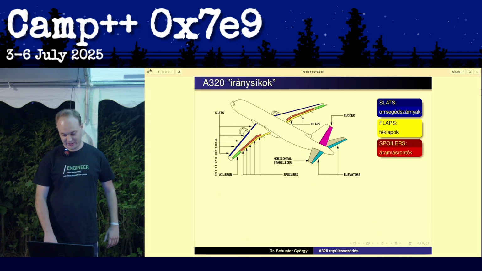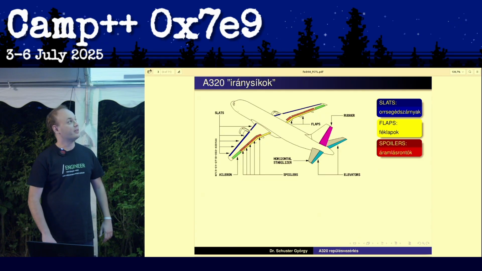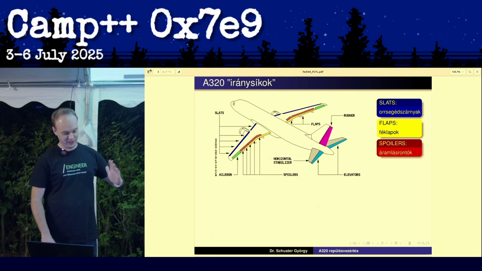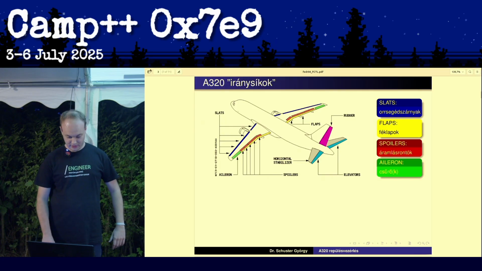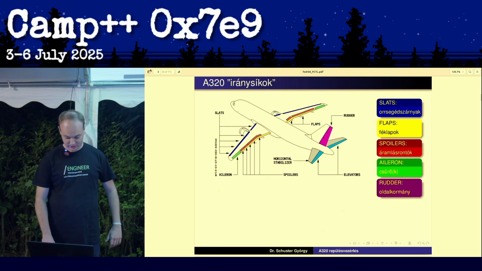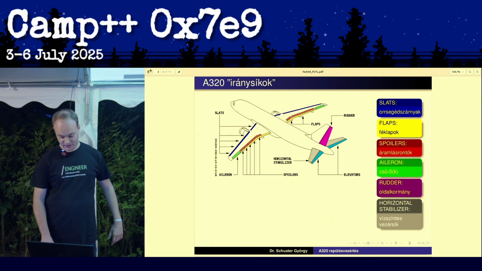These are the spoilers that are actually for braking. These provide additional drag, and they also basically break the airfoil and make the effective surface area of the wing smaller. The ailerons, and that's the rudder on the back. The horizontal stabilizers in gray, and the elevator.